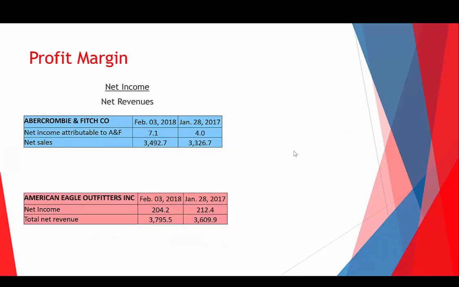Profit margin, the next one, is just net income over net revenues. For these two companies, it's kind of like how much of their sales they are taking to the bottom line, what's left over after all the expenses. So they had about $3.3 billion of sales in 2017. They're only left with $4 million. So 0.1% is what they took to the bottom line. If I spend $100 at Abercrombie & Fitch, what is going to end up as net income for them? A dime. That's crazy.